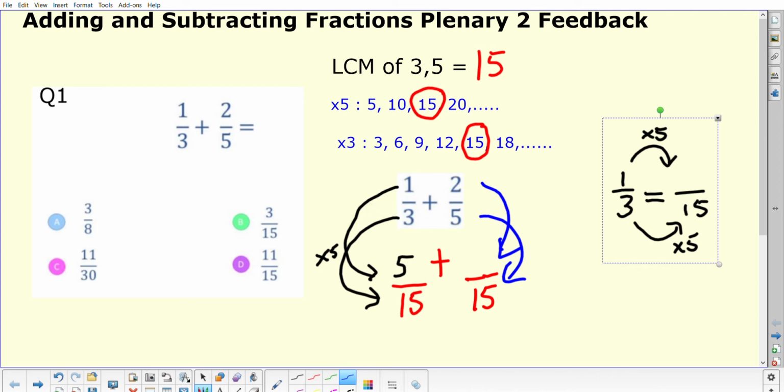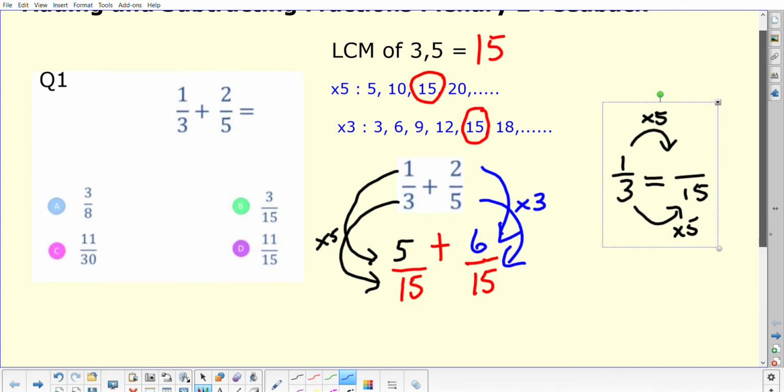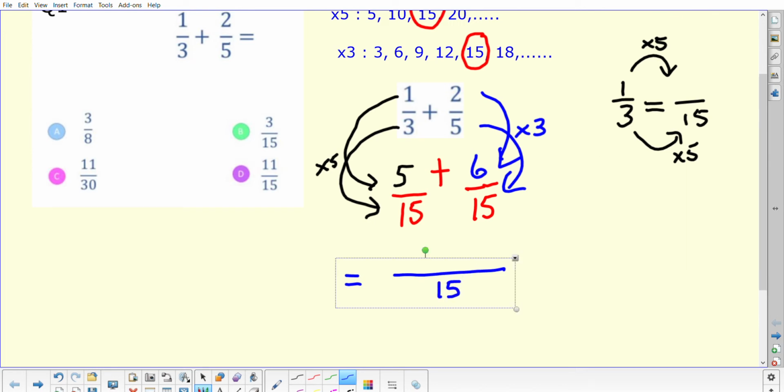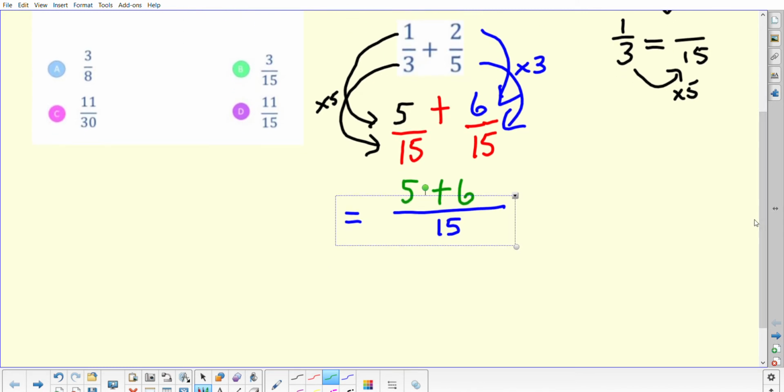So 2/5, if we're trying to change that into 15ths, we're changing 5 into 15 by multiplying by 3. So we need to do the same to the 2 on the top, so that gives us 6 15ths. Once you've got the bottom numbers to be the same, you know your answer is going to be over 15. It is simply about adding those top numbers together, which in this case is the 5 and the 6. So your final answer is 11 over 15.